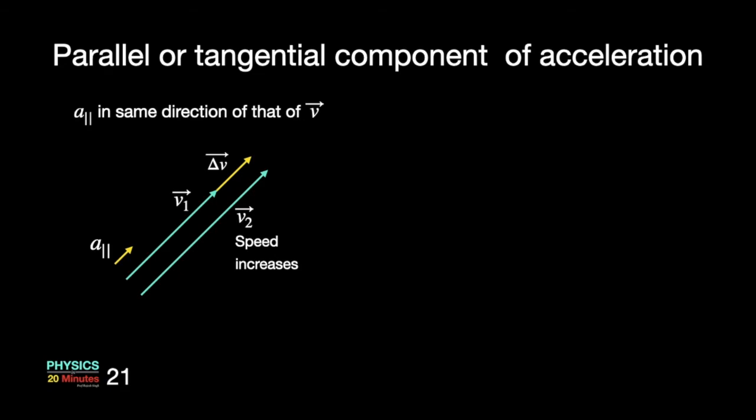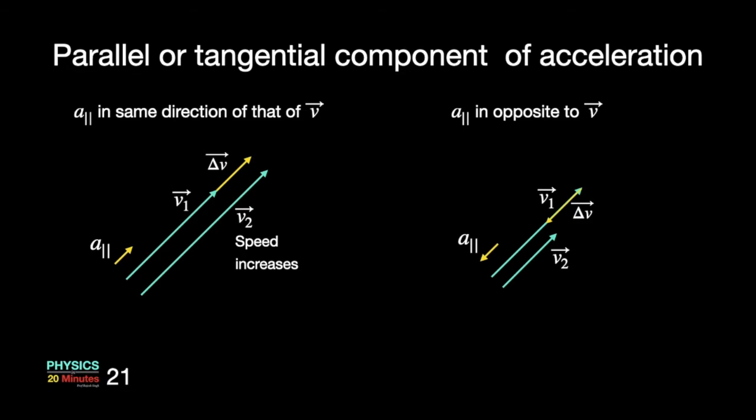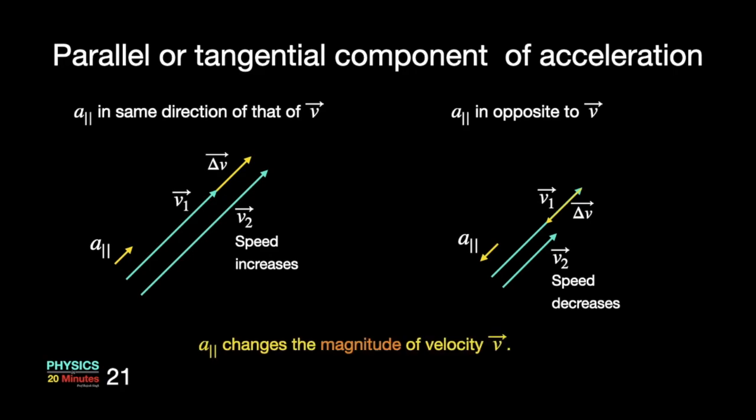What happens if a parallel is opposite to v in direction? Let's say v1 pointing as usual in the same direction, but a parallel is still parallel to v but pointing in the opposite direction. Therefore, the change in velocity this time will be in the opposite direction to v1. Therefore, vector v2 will reduce in length, and the magnitude of the speed will decrease. So what is the function of A parallel? You can see in one case A parallel increases the speed, in the other case A parallel decreases the speed. We can conclude that A parallel changes the magnitude of the velocity vector.